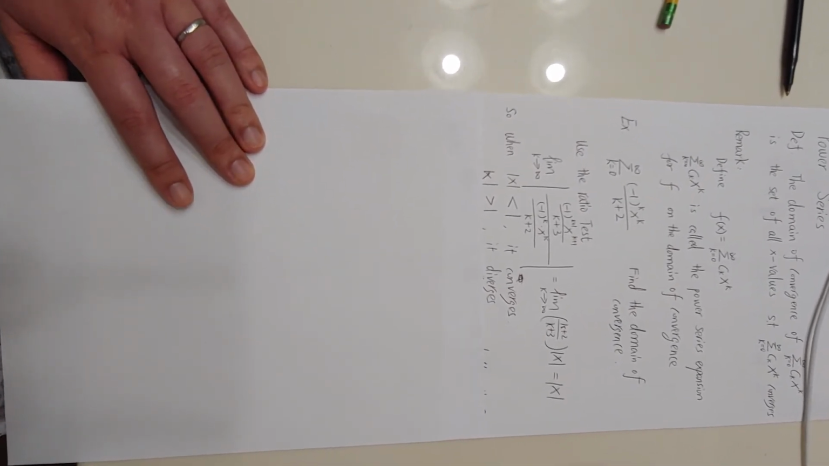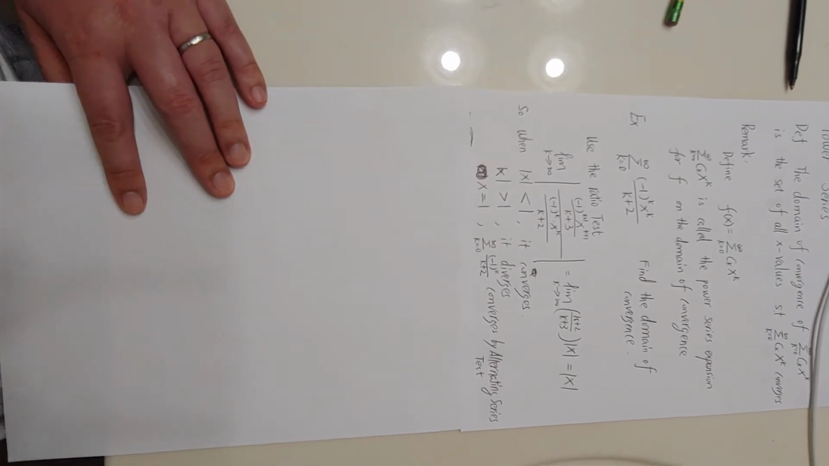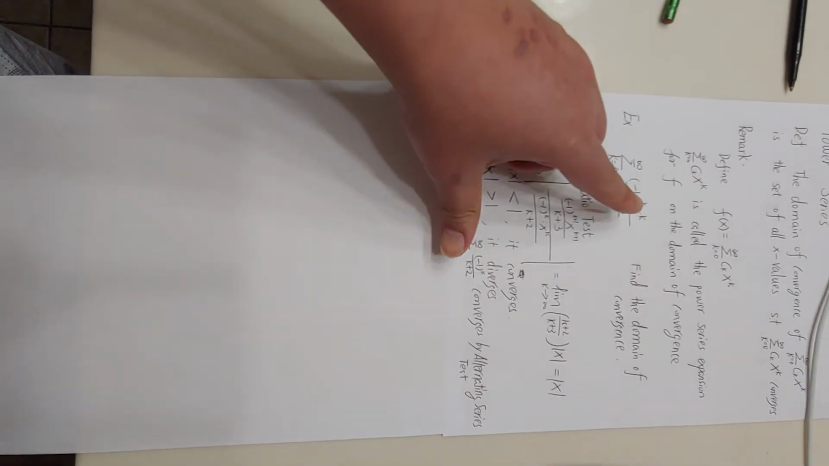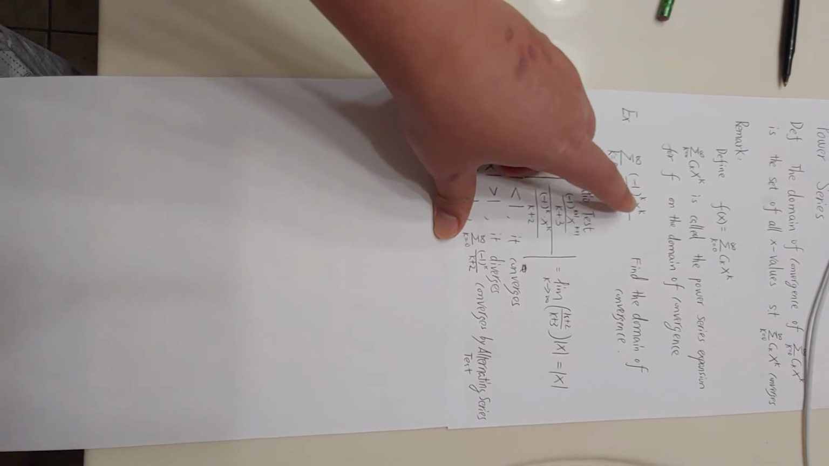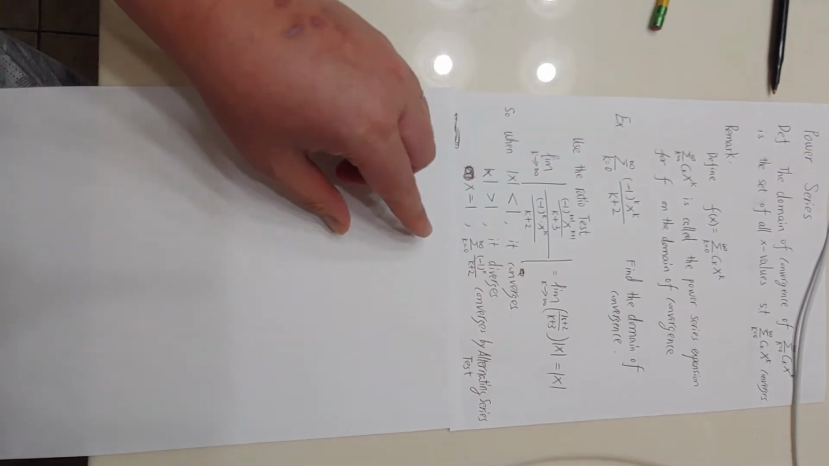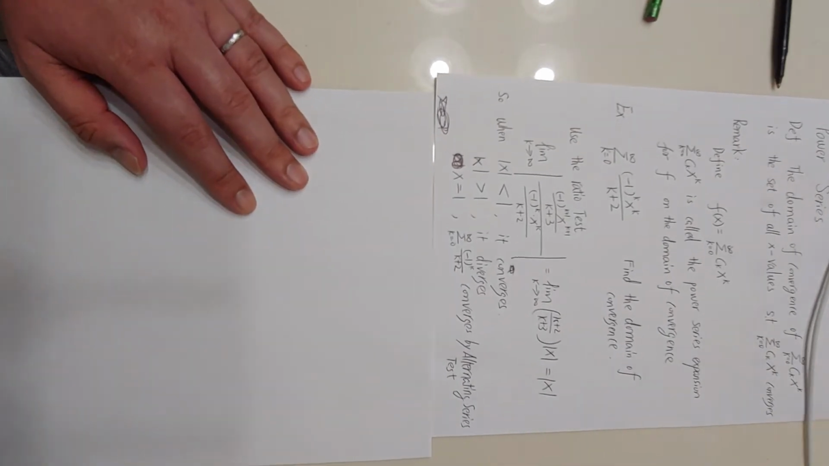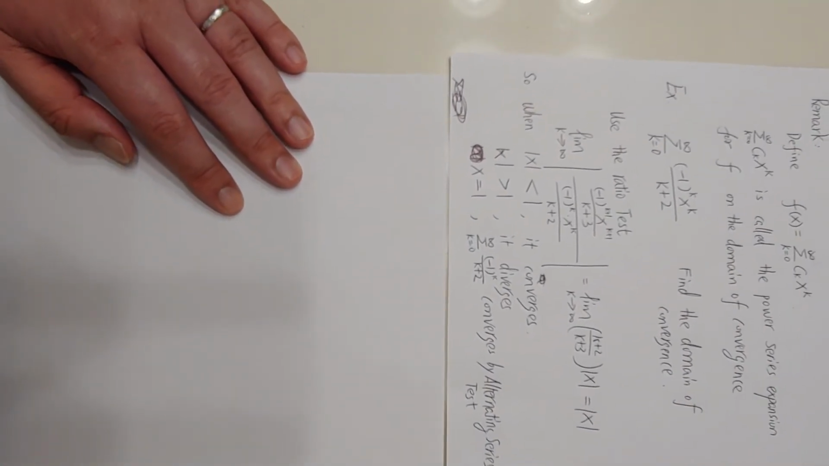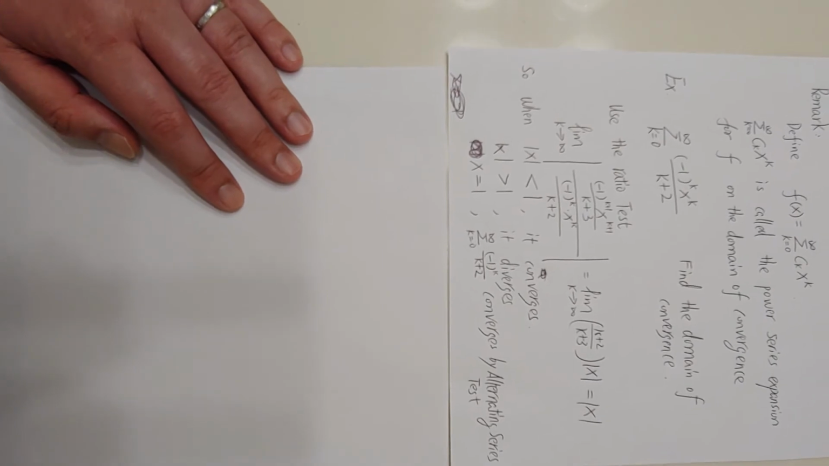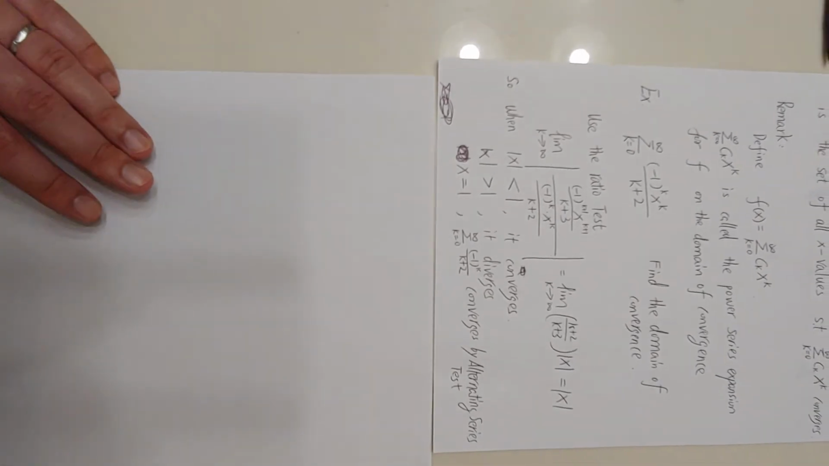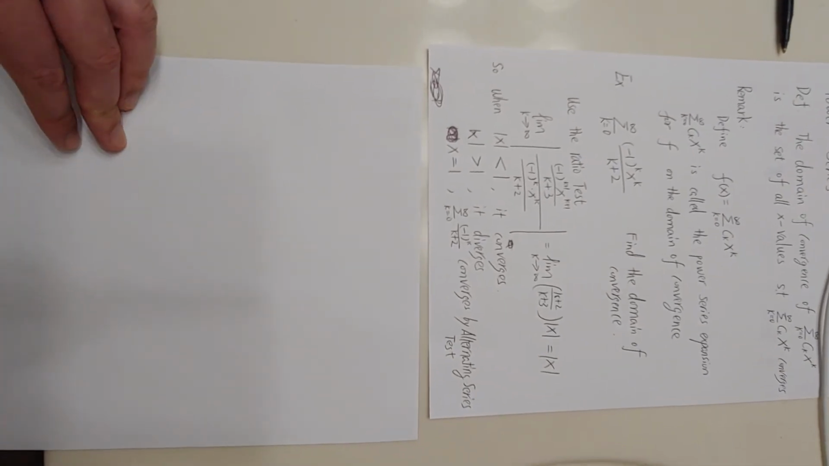Now let's look at x equals 1. We put x equals 1. Then this power series becomes this series, which we are very familiar with. This is the alternating series. By the alternating series test, this series converges. So at 1, it still converges.